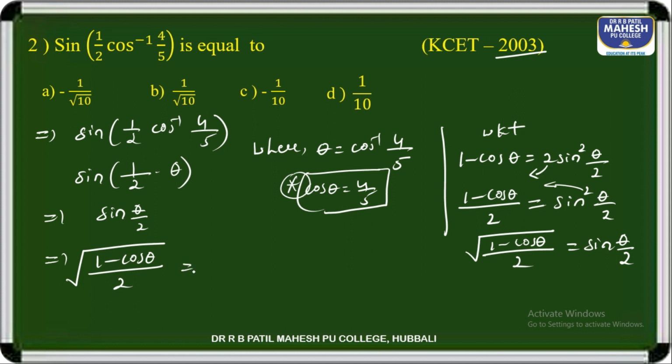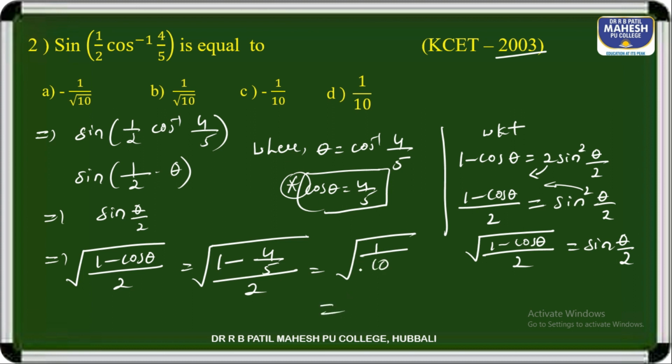So now straight away I will substitute the cos theta value, that is 4 by 5, divided by 2. So on simplifying, taking LCM in the numerator, 5 minus 4, that is going to be 1 divided by 5 into 2 will be 10. So root of 1 by 10 can be written as 1 by root 10, is the value of the expression, that is sine of 1 by 2 cos inverse 4 by 5. So in the options, which one is going to be the option? The correct option is B, that is 1 by root 10. Hence this is the solution.